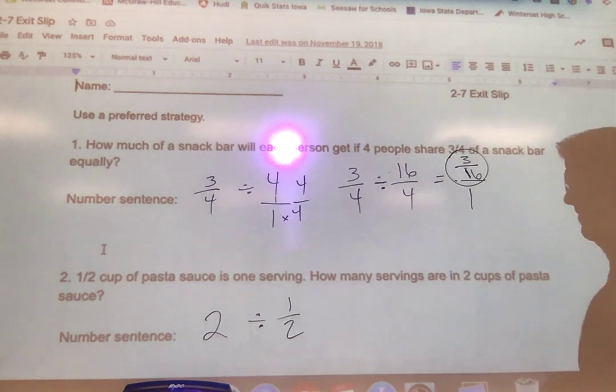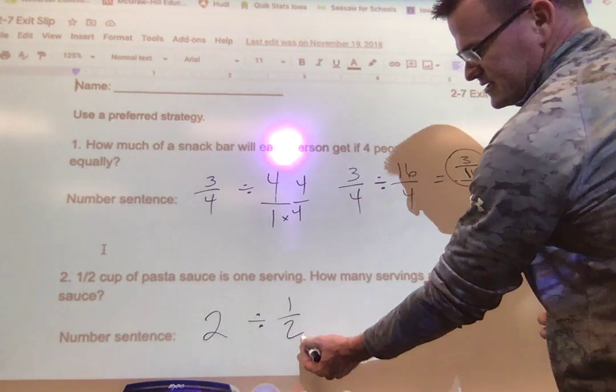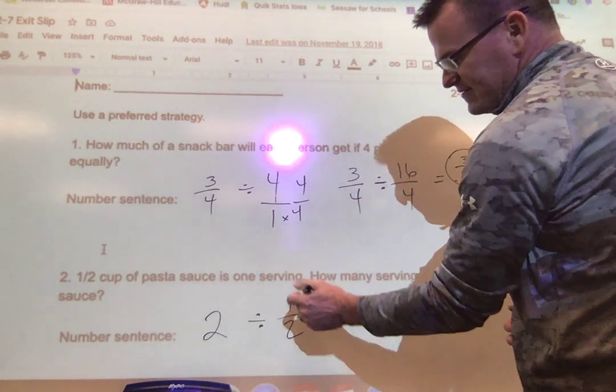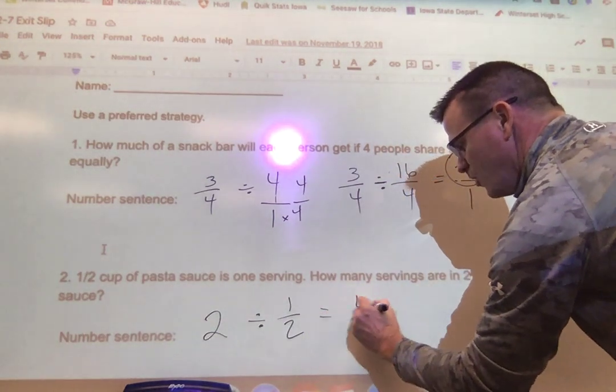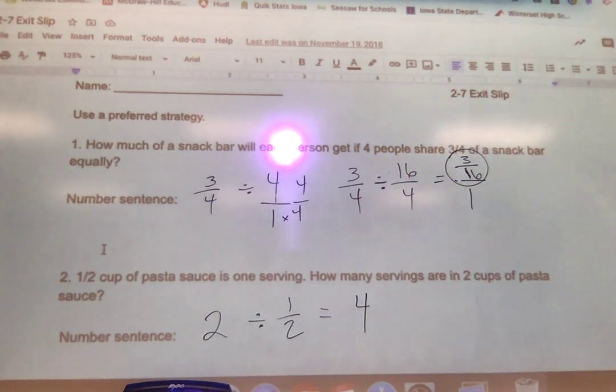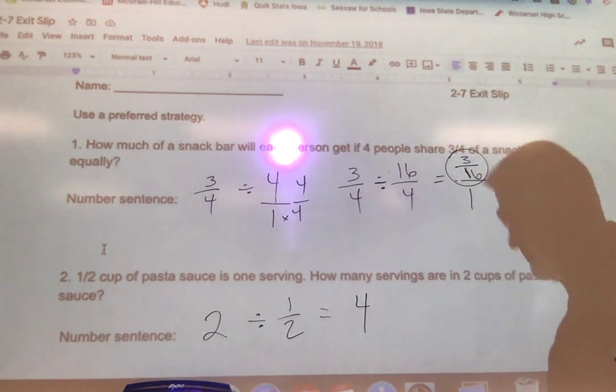Now, my preferred strategy here, I think, would be just saying it backwards, and I can probably do it mentally. I know it's division. I want to say, how many 1/2s can I get out of 2? Okay, and I know that answer. In this case, I'd get 4 because it takes 4 1/2s to make 2. So how many servings are in 2 cups? If I had 2 cups of pasta sauce, I could serve 4 people.